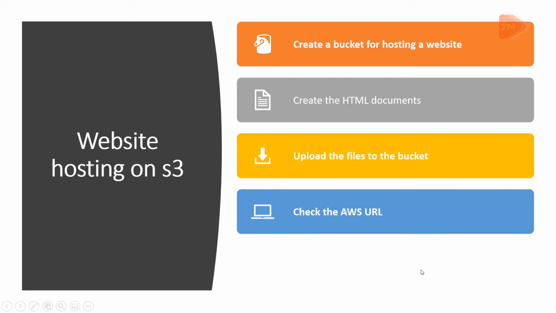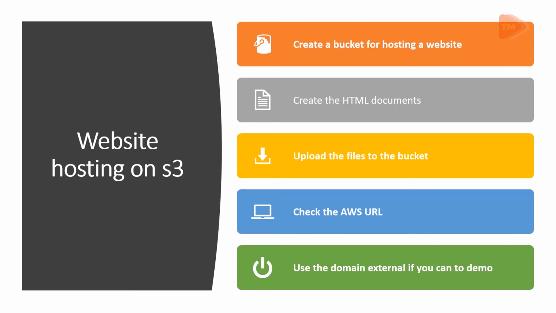Then we're going to check the AWS URL. What this means is we're going to click on that particular static website that we have created. That's the endpoint, and we are going to see if that works. And finally, we're going to use the external domain that is used for this demo. So let's go ahead and get right.